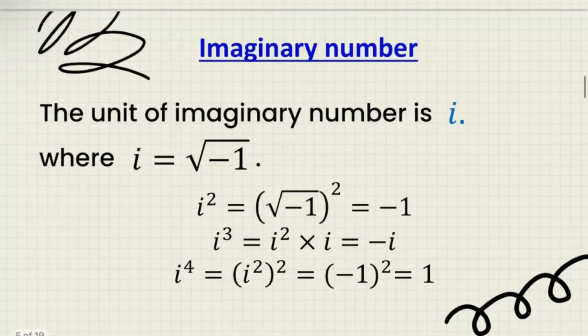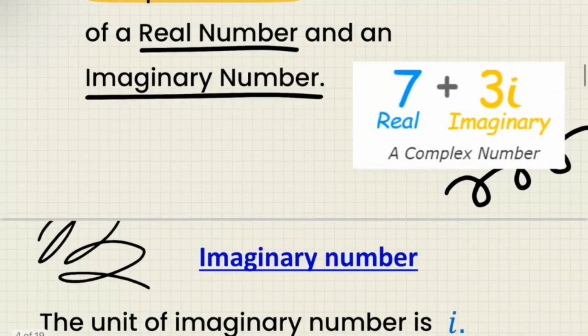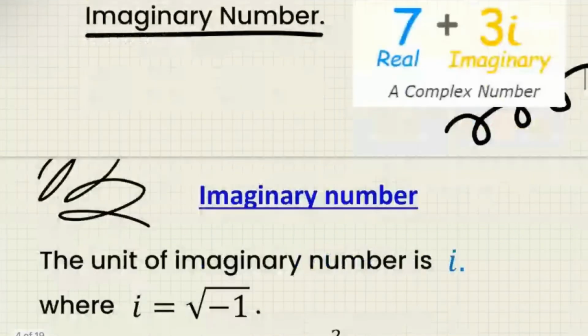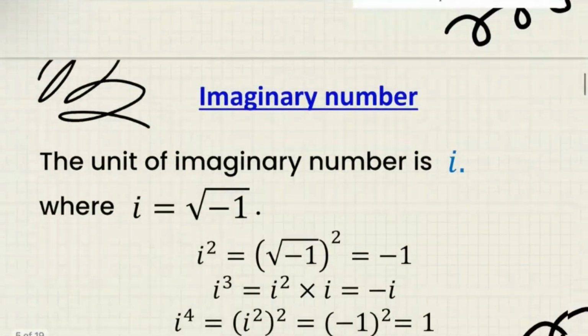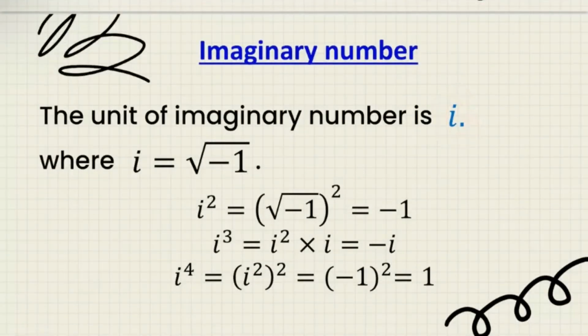Okay, now what is an imaginary number? So tadi definition yang kedua dia ada complex number adalah gabungan antara real dan juga imaginary. So what is an imaginary number? So imaginary number dia ada unit. Unit dia adalah I lah seperti yang saya beritahu tadi. And I ni apa? I adalah square root of negative 1. Okay, so ini adalah dia punya definition. I will be equal to square root of negative 1.